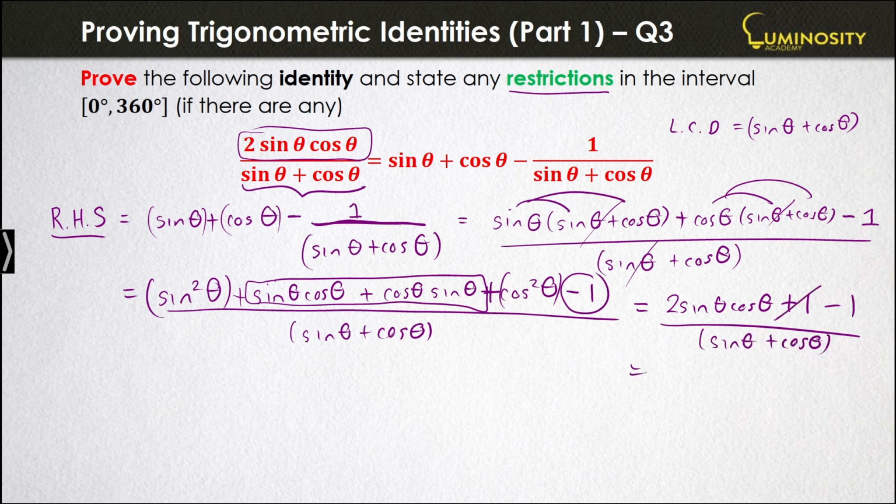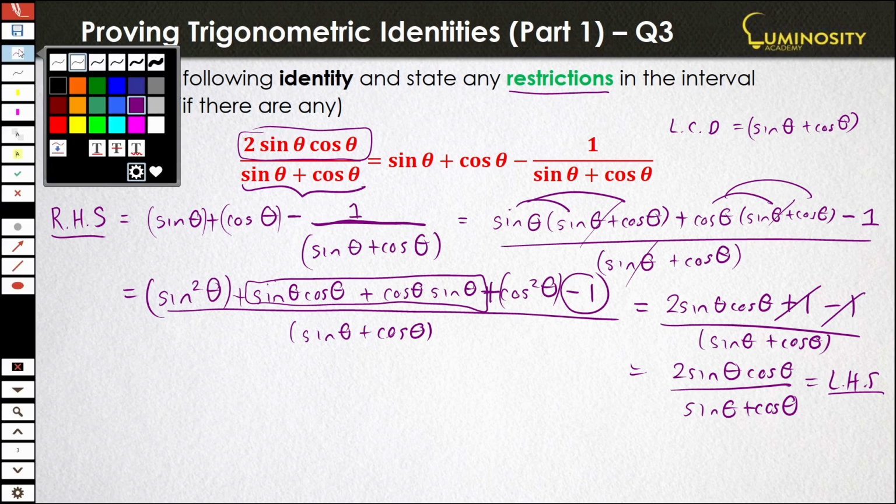Now the positive 1 and the negative 1 will cancel, and you're left with 2 sine theta cos theta over sine theta plus cos theta, sorry, and that's equal to the left-hand side. So we've mathematically shown that the right-hand side is equal to the left-hand side. Therefore, this identity is true.